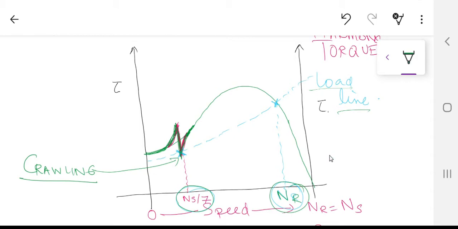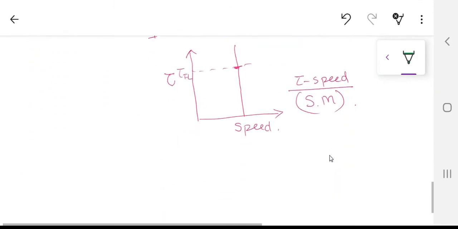And if the torque or the load line crosses that point, it will eventually be running at that speed over there. Now, coming on to another example, I'm not going to complete that example, I'm just going to leave it to you up till that point.